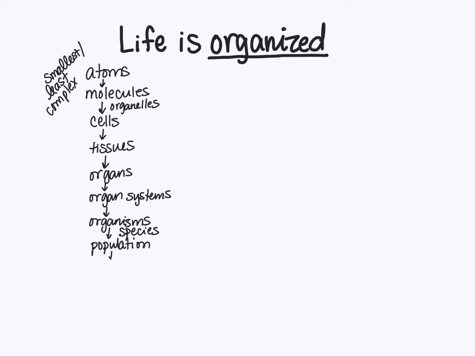Now, when you put populations together, you form communities. Communities interacting with their abiotic or non-living environmental factors form ecosystems. And then all of the ecosystems on Earth form the biosphere. And since we haven't definitively determined that there is life on other planets, at this point the biosphere is the largest or most complex level of organization of life.